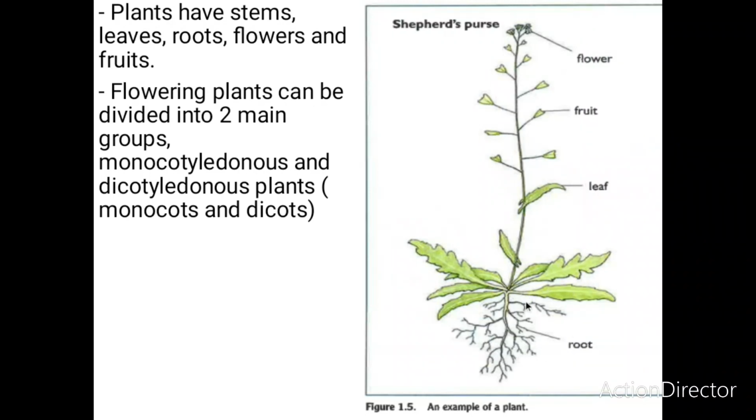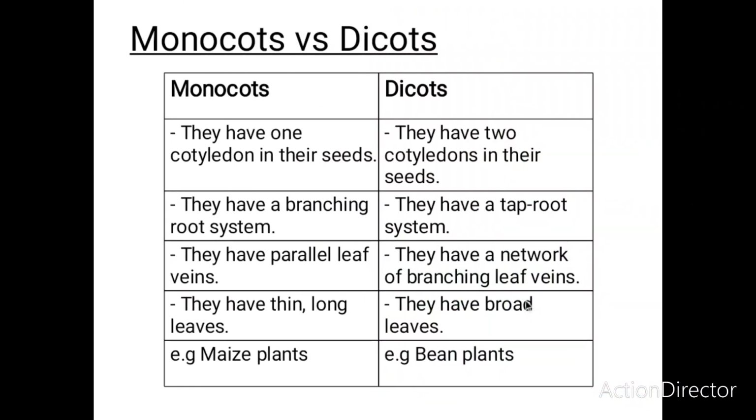Flowering plants can be divided into two main groups, monocotyledonous plants and dicotyledonous plants. Basically, they are called monocots and dicots. Monocots have one cotyledon in their seeds. They have a branching root system, parallel leaf veins, and thin long leaves. For example, the maize plant.